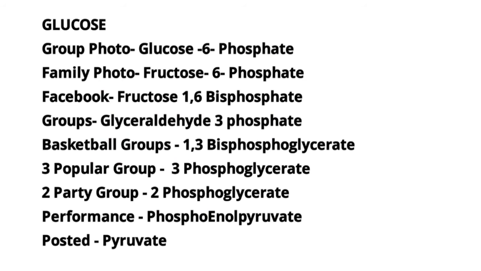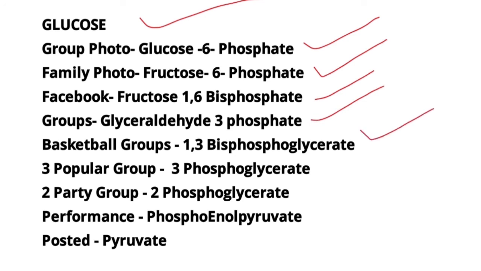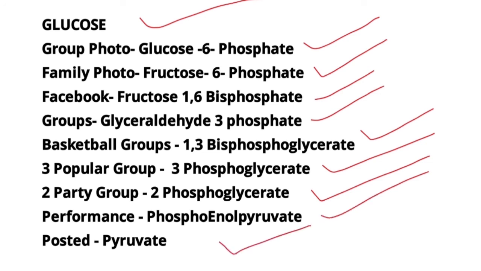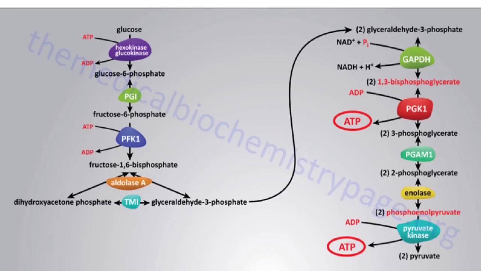Okay, so now the mnemonics. Glucose. She took a group photo, that is glucose 6-phosphate, and family photo, fructose 6-phosphate, and posted it on Facebook, fructose 1,6-bisphosphate. Where on Facebook? In groups, glyceraldehyde 3-phosphate. In which all groups? Basketball group, 1,3-bisphosphoglycerate, three popular group, 3-phosphoglycerate, two party group, 2-phosphoglycerate, performance group, phosphoenolpyruvate, and posted these pictures, that is pyruvate. Now this is the whole reaction.